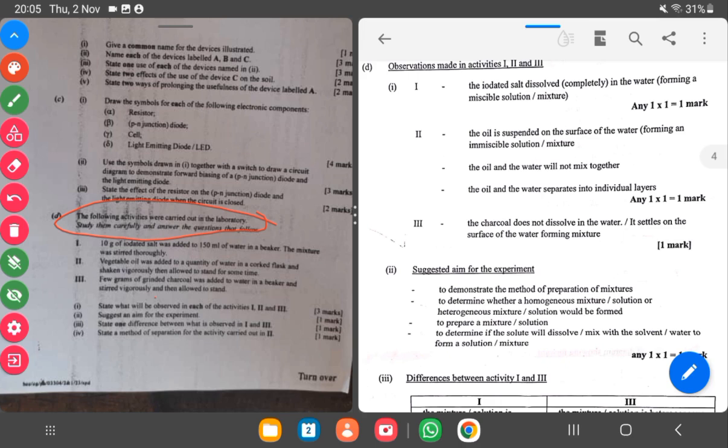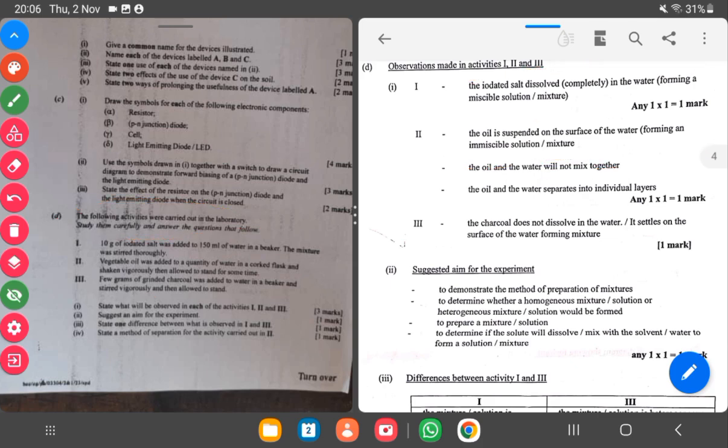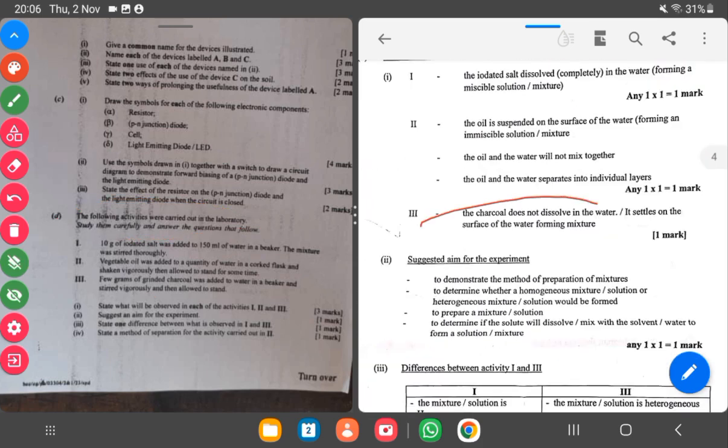So from what you have here, in the answer, the iodated salt will be dissolved completely. The oil will suspend on top. Then the charcoal does not dissolve. So here, everything is just looking at separation of mixtures. But when you don't take your time to think of it critically, you will be lost. Because at a point I was lost thinking, where is this going to?